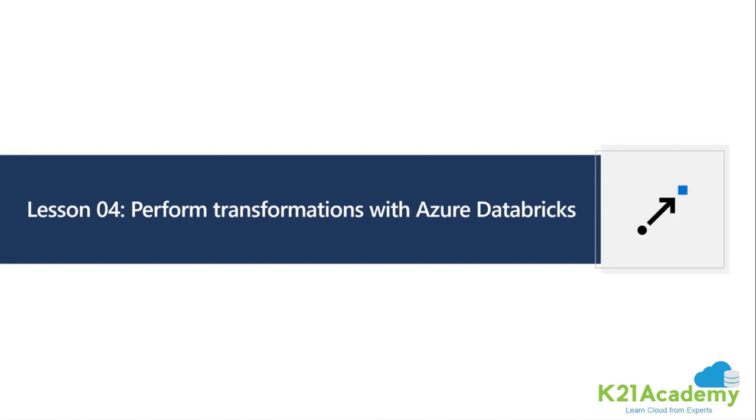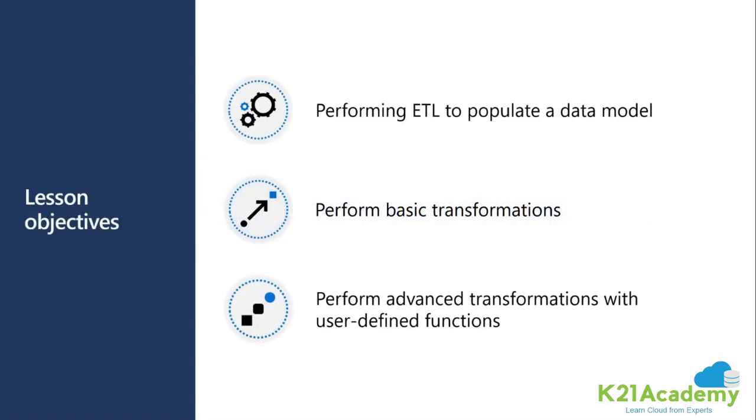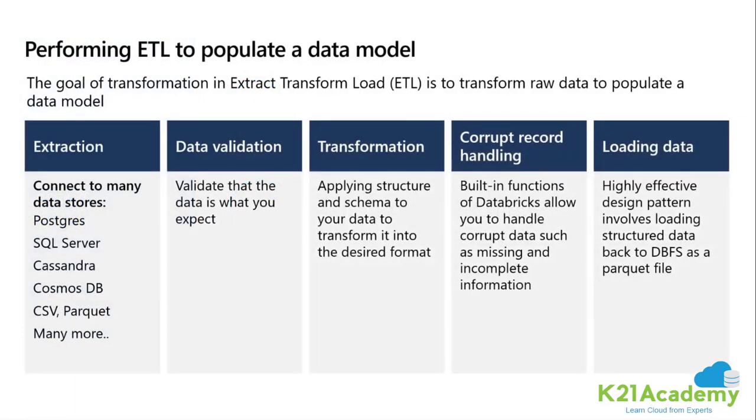In lesson number 4, we'll talk about transformations with Azure Databricks. The very first thing that comes to mind when transformation comes to mind is ETL. ETL is the first thing, basic transformations, and we'll talk about advanced transformation as well. As part of the ETL process, extraction, data validation, transformation, corrupt record handling, and loading data are the various steps. When we talk about extraction, you can extract from Postgres, SQL, Cassandra, Cosmos. Formats can be CSV, Parquet.